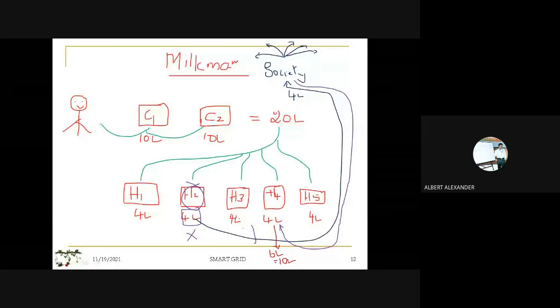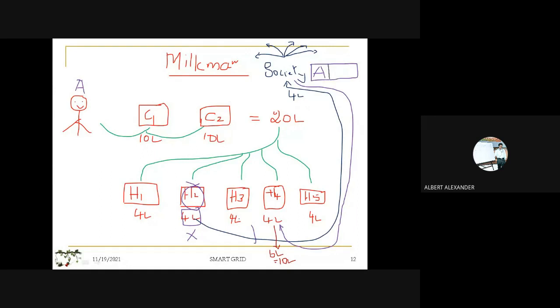But here the problem comes. Let us say that he is milkman number A. The milkman number A is giving the excess milk to the society. In the society we have the big container, and milkman number A is pouring the milk over here.